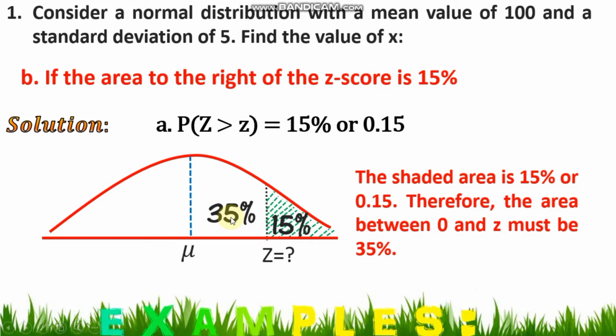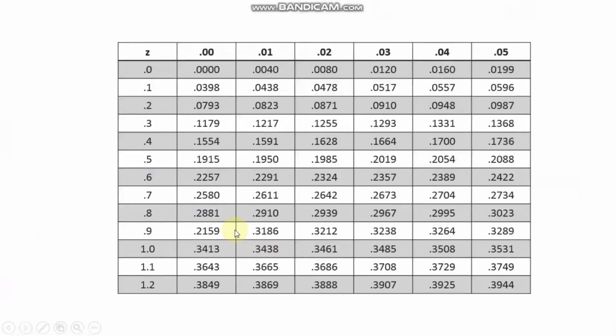Ito ngayon yung gagamitin natin para makuha yung particular z value nito. Okay? Para makuha rin natin yung corresponding raw score of this particular z value. So, we have to convert this 35% into decimal. So, ang 35% into decimal is 0.3500. Or just simply divide this by 100%. So, we have this one.